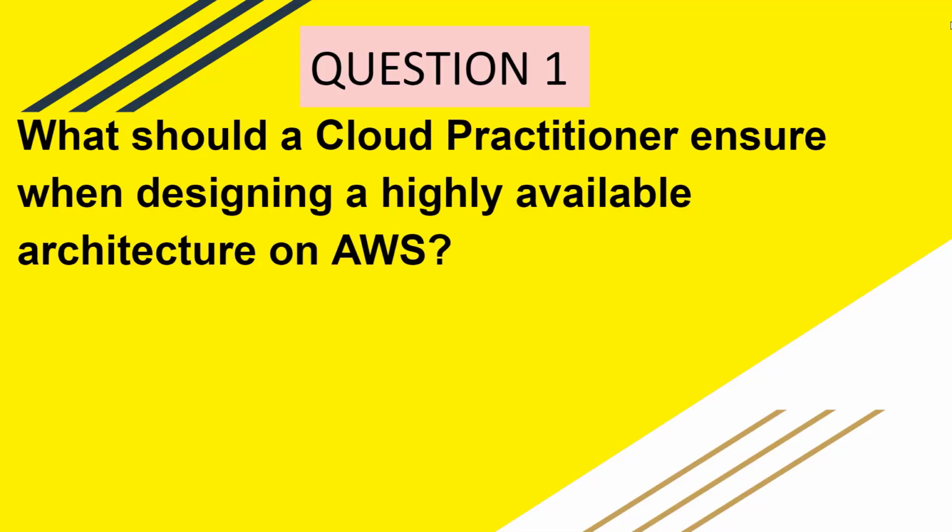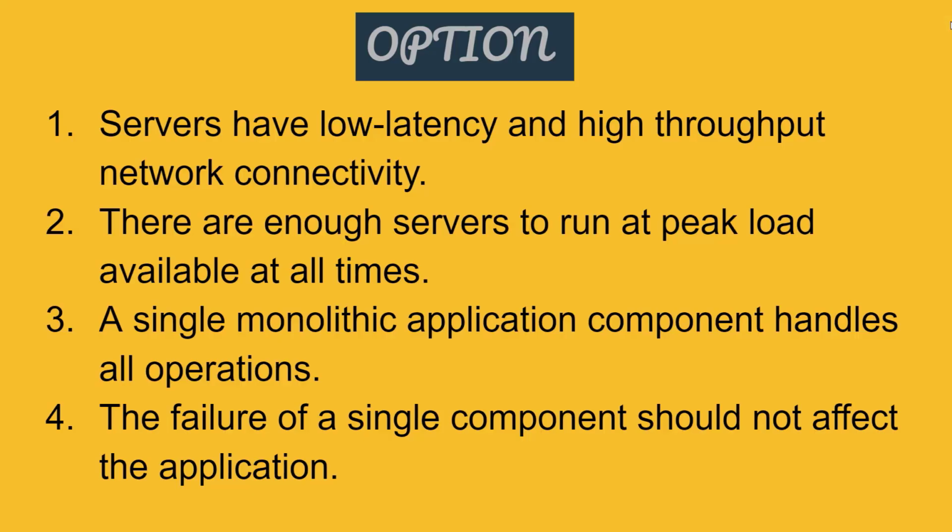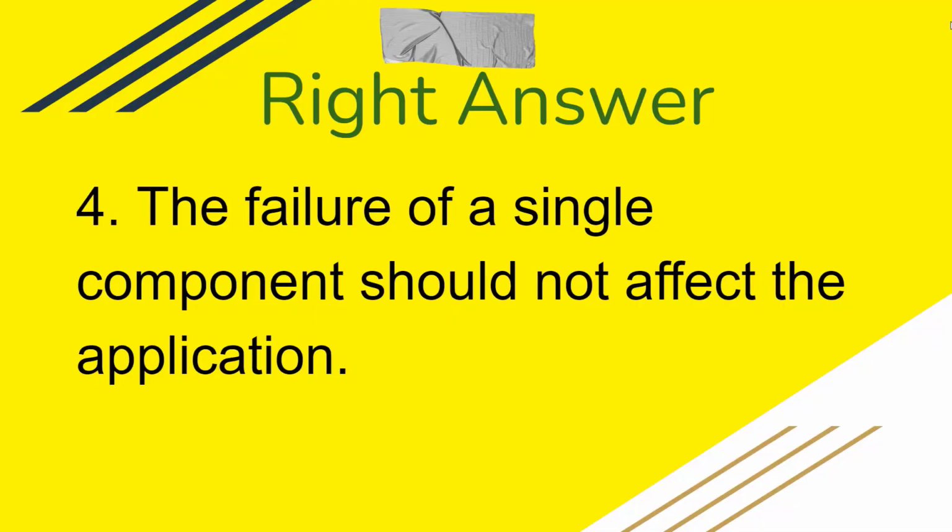What should a cloud practitioner ensure when designing a highly available architecture on AWS? Option 1. Servers have low latency and high throughput network connectivity. 2. There are enough servers to run at peak load available at all times. 3. A single monolithic application component handles all operations. 4. The failure of a single component should not affect the application. Right answer is 4. The failure of a single component should not affect the application.